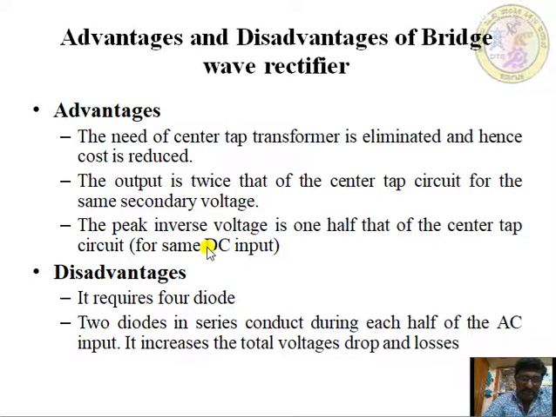The disadvantage is, though we are not using the center tap here, we require 4 diodes. 2 diodes in series conduct during each half of the AC. It increases the total voltage drop and losses.